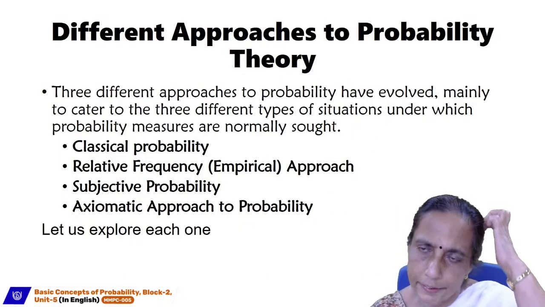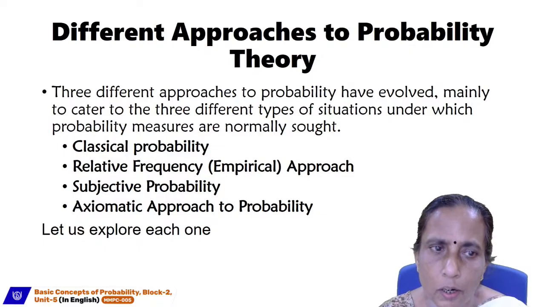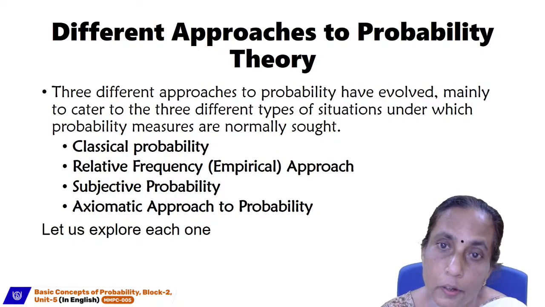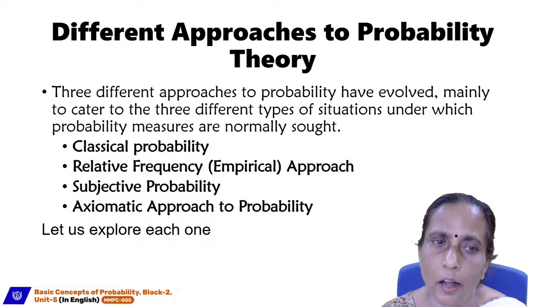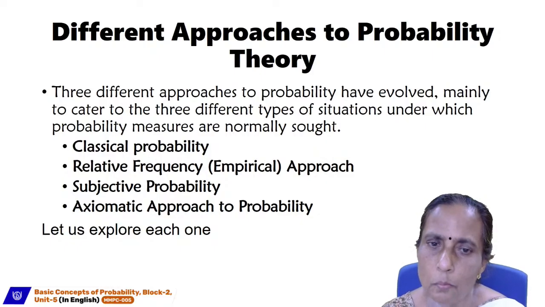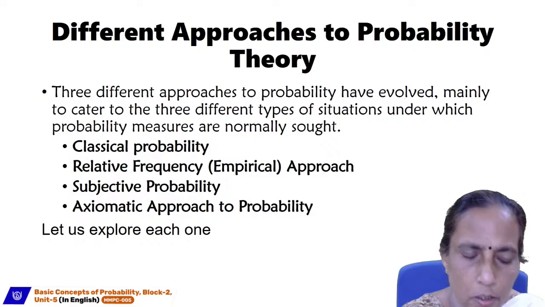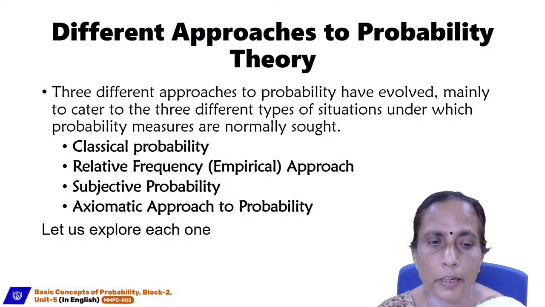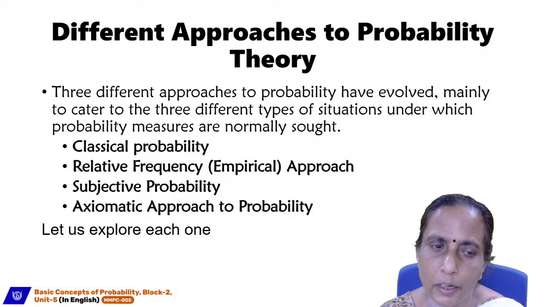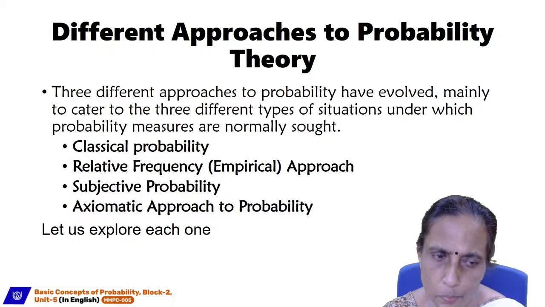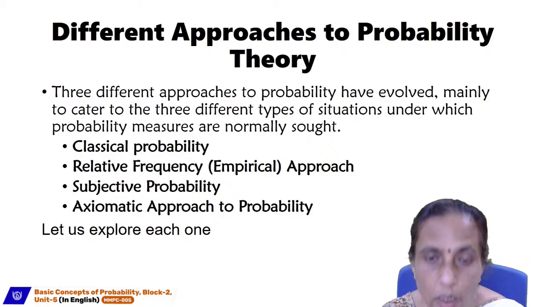Right? Next, what are the different approaches to probability theory? Basically, three different approaches to probability have evolved, mainly to cater to the three different types of situations under which probability measures are normally sought. One is classical probability. Of course, I have described four over here, but written three. Classical probability, relative frequency, which is also called the empirical approach, one more is the subjective probability approach, and one more is the axiomatic approach to probability. So let us now explore each one.